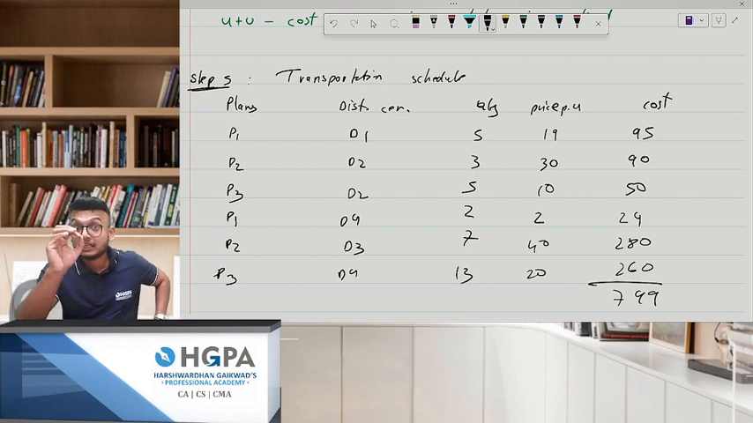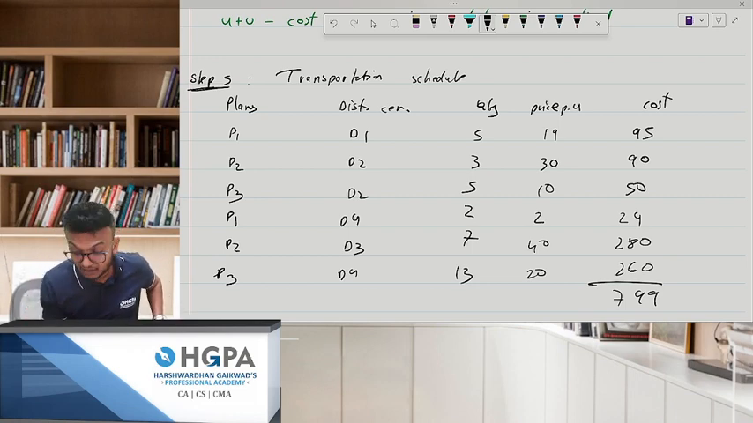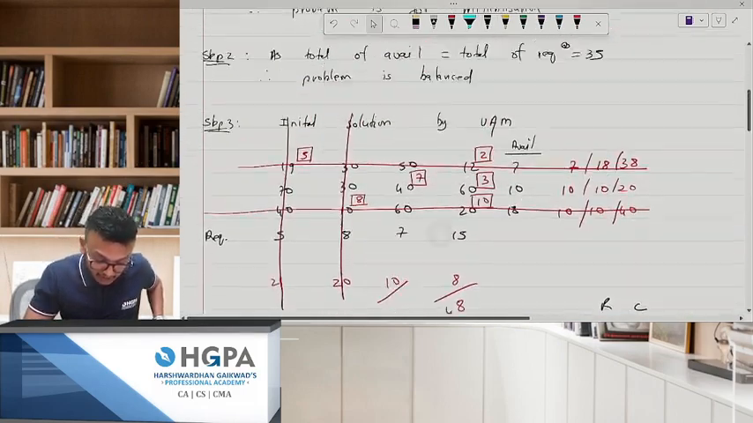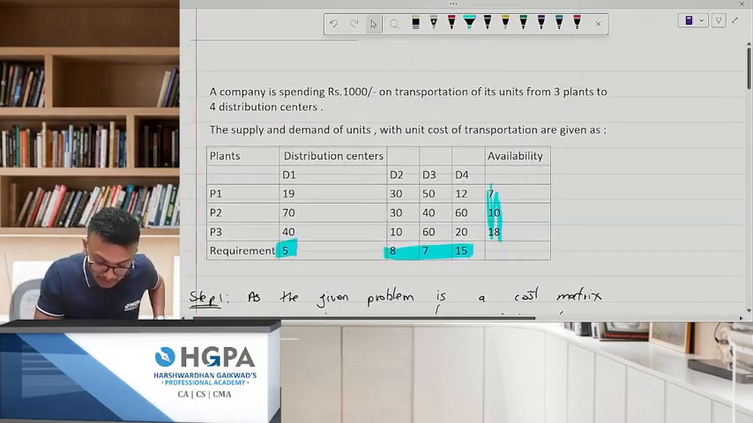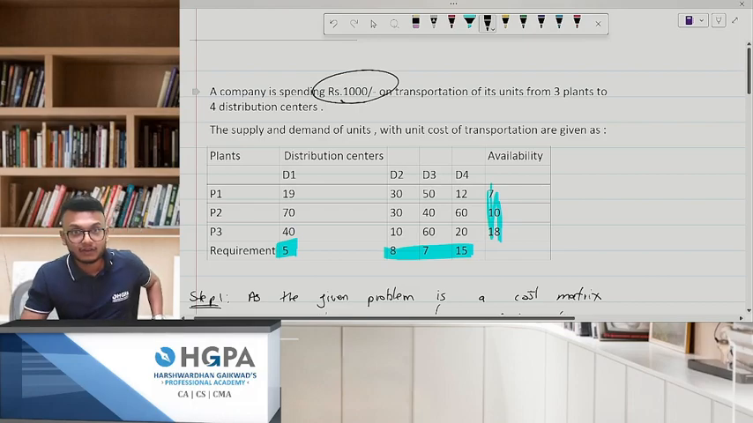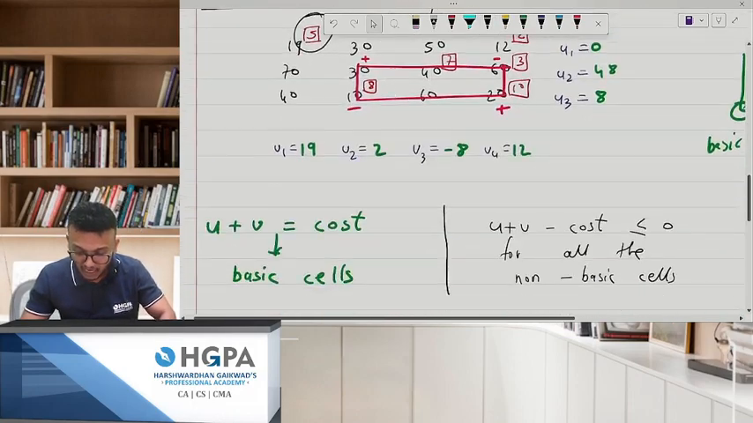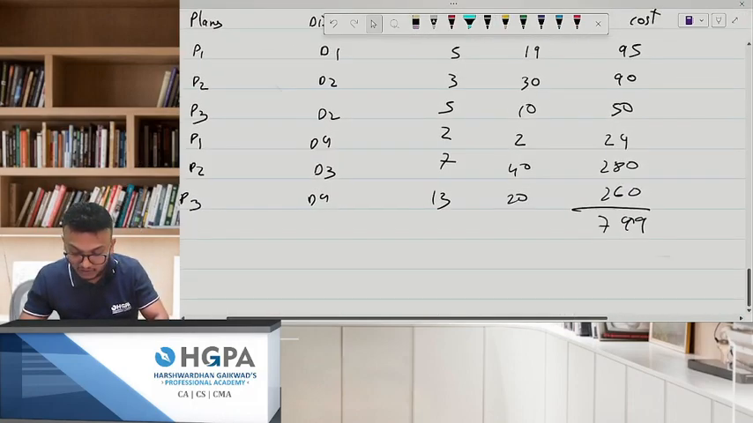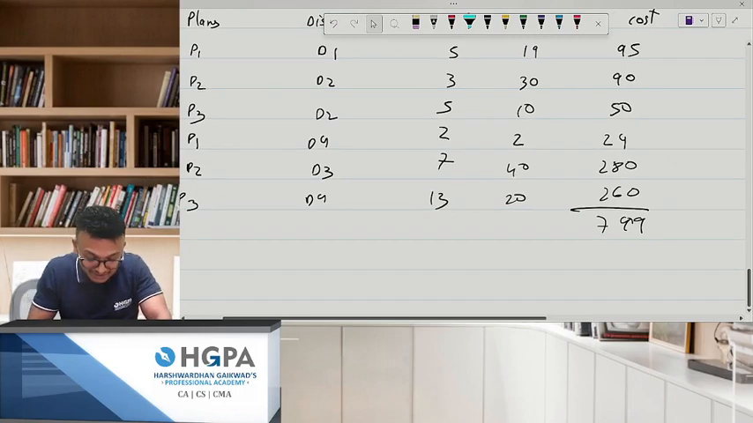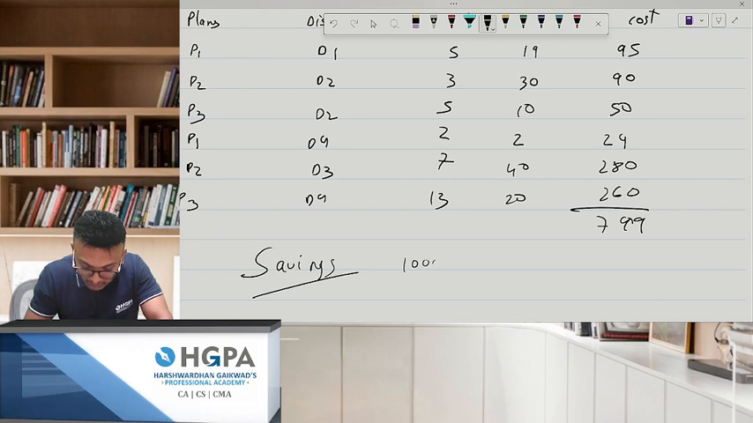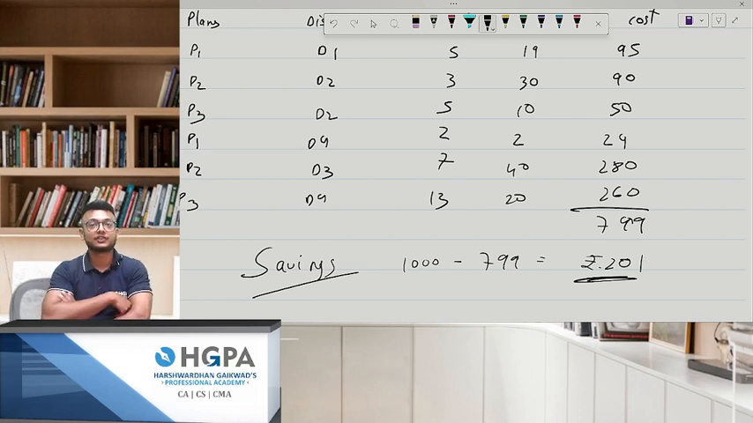Now, remember one thing. This is not the final answer, by the way. Because in the question, what they are telling you is the company is spending 1000 right now. And because of your allocation, you have managed 799. So how much is the savings? 1000 minus 799. Your answer will be rupees 201. This is the savings if they have asked in the question.